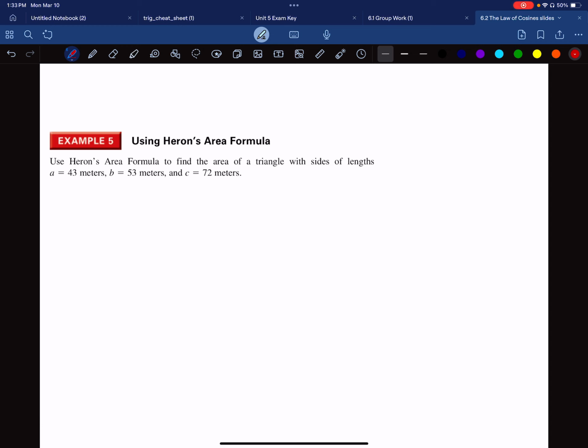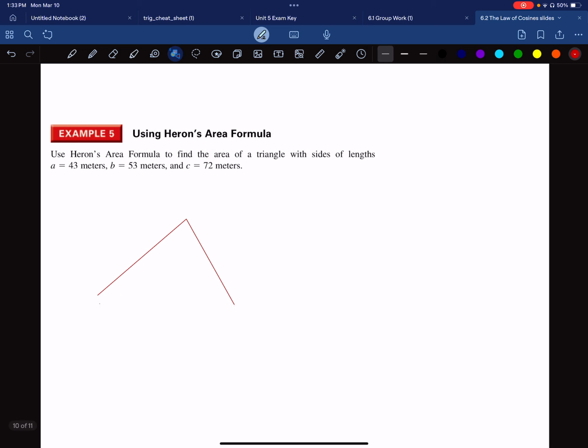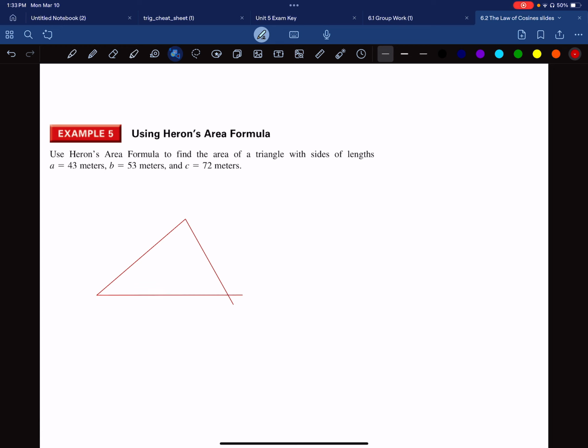Use Heron's area formula to find the area of the triangle with side lengths A 43 meters, B 53 meters, and C 72 meters. So I'm just going to sketch myself a triangle. This is angle A, angle B, angle C. So this will be 43 meters, 53 meters, and 72 meters.